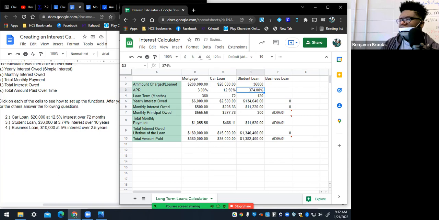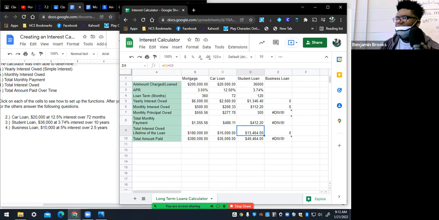APR should be a percentage. So let's fix that. Okay. So your yearly interest owed on that would be $1,300. Your monthly interest owed would be 112. Total principal owed would be per month. So basically, you should be paying at least 412.20 a month if you're trying to pay this thing off in 10 years.